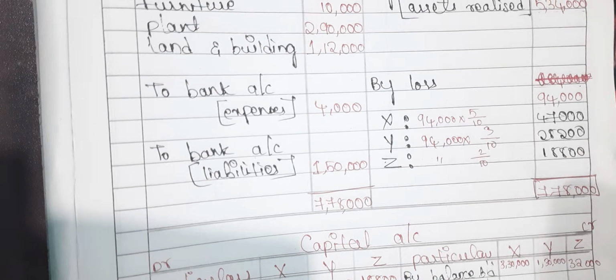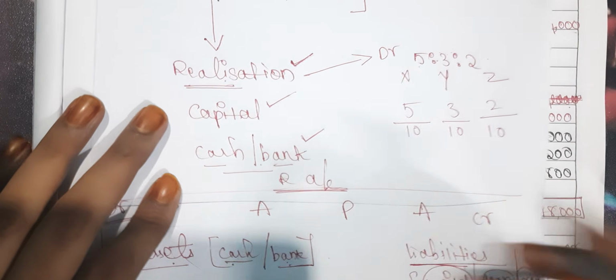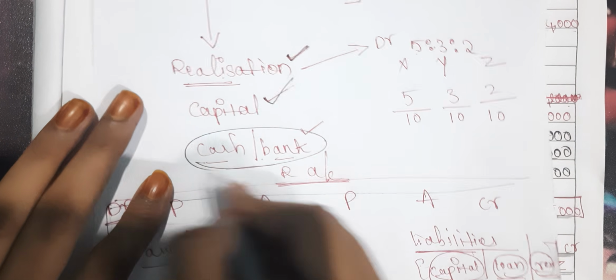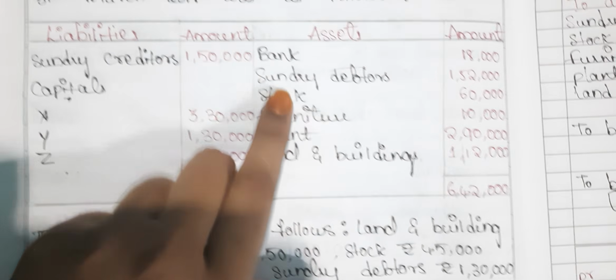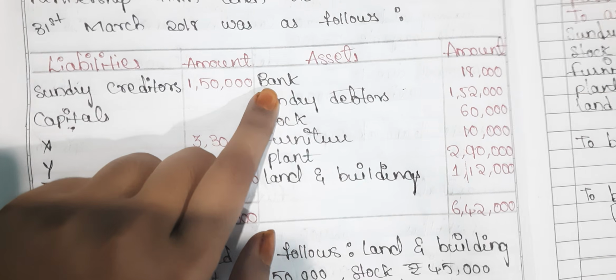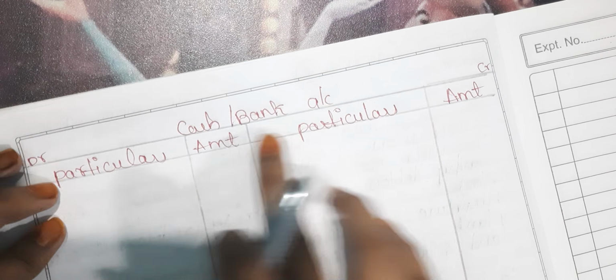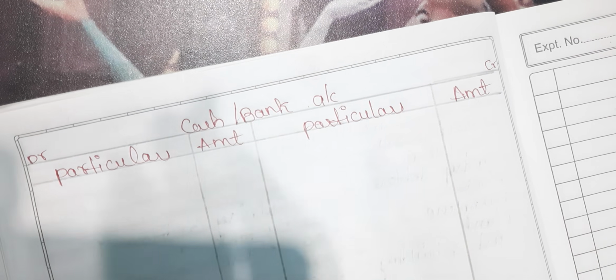After realization and capital, what do we need to do? We need to do cash or bank. Before doing cash or bank, we need to check on the asset side whether they gave cash or bank. They gave bank, so we will be doing the bank account here. I have written cash and bank as well, but in your answer booklet, you need to write bank only. Debit and credit, you need to write particulars and amount.